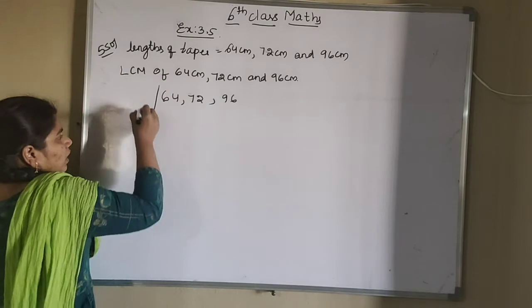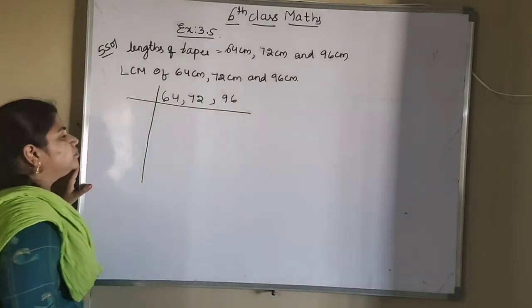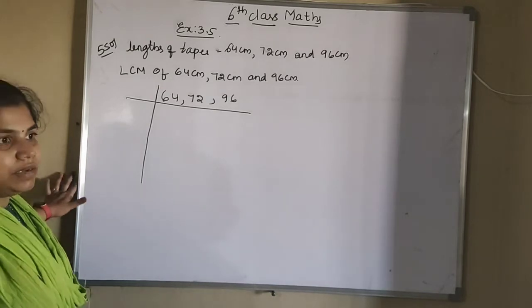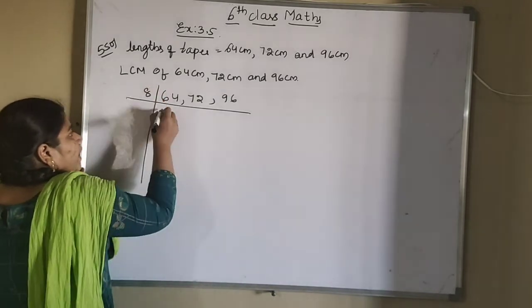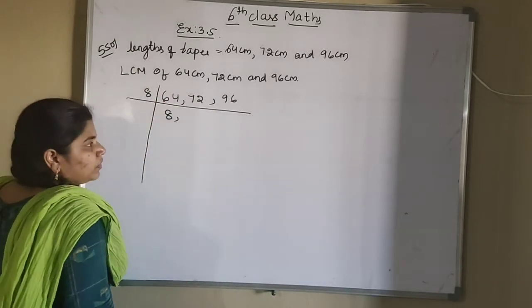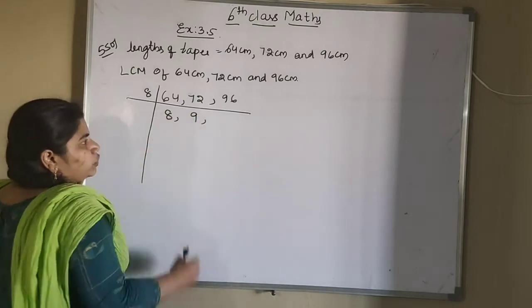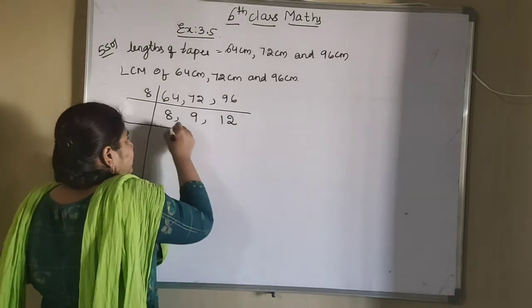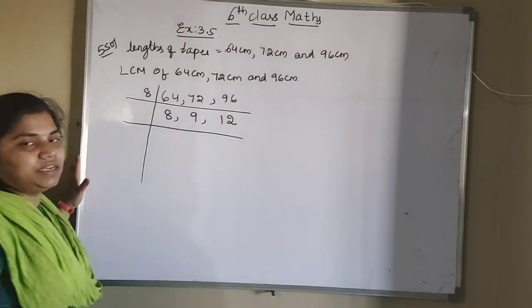So in which table can you see this? 96, 72. So it will go in the 8 table. 8 8s are 64, 8 9s are 72. Next here, 8 12s are 96. So all the numbers are cancelled in 8 here.